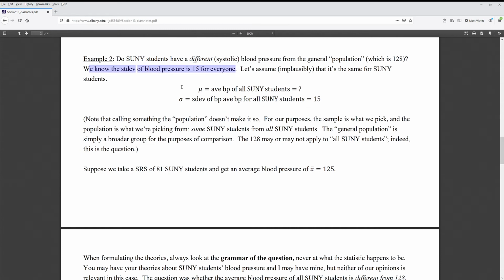Well, even a suspicious number is something to use. Maybe it's true that the SUNY students' blood pressures vary the way everyone else's does, and maybe it's not. If you had to guess, you'd probably say it's a little smaller than 15 because demographically, SUNY students have a lot more in common with one another. They're probably not going to vary as much as people at large, but nevertheless, it's something to use. We'll take for granted that the standard deviation of blood pressure for SUNY students is 15. That's the way SUNY students' blood pressures vary. It certainly beats the alternatives, which we'll talk about in section 18.